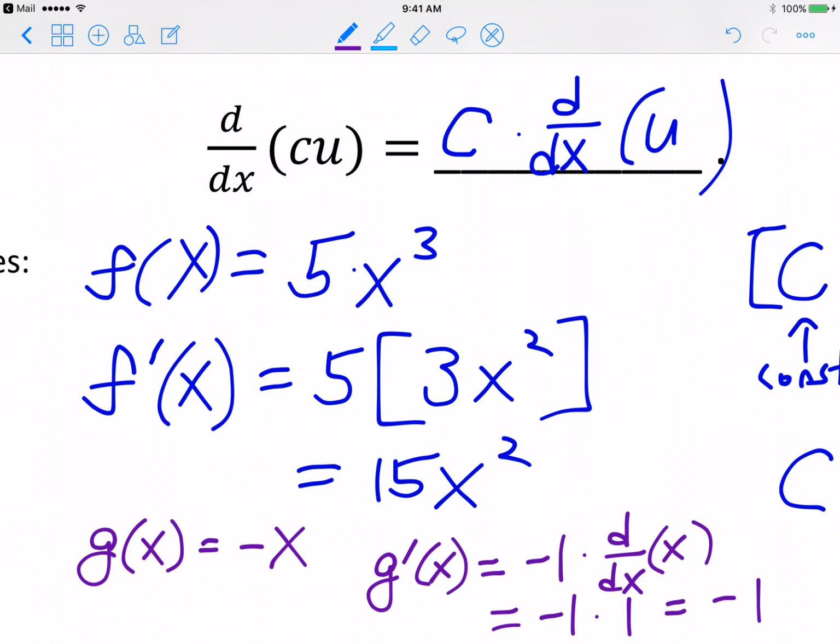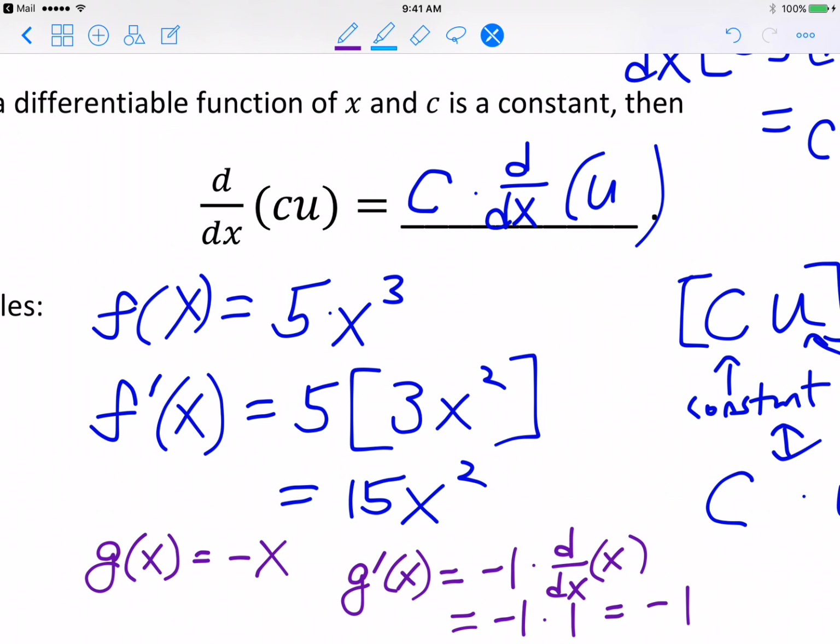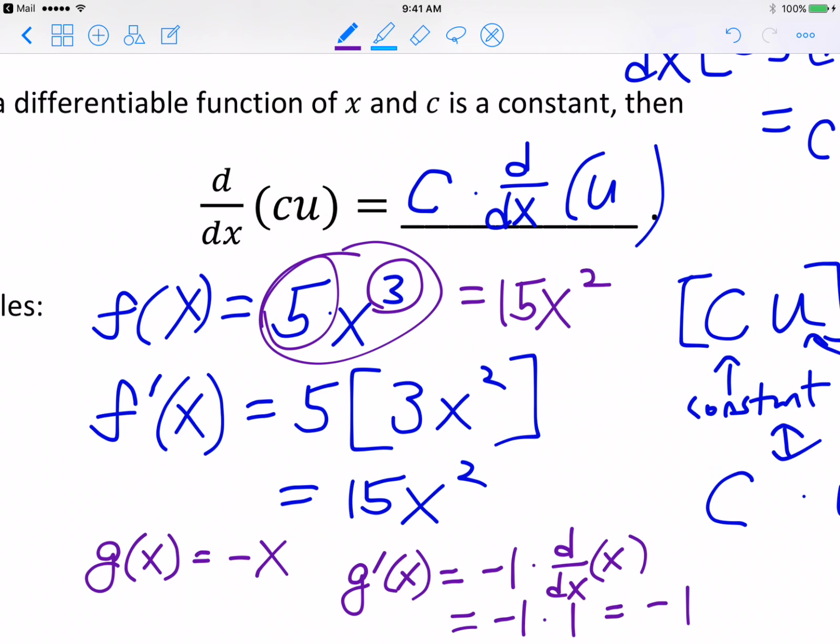You don't have to. Once you know this constant multiple rule, you could just take care of it as it is. So if you look at this one again, go back to 5x to the third power. What you could do is you can know that the exponent 3 will be multiplied to 5, so you get 15, and then you decrease the exponent by 1 to get 15x squared. So you don't necessarily need that intermediate step.